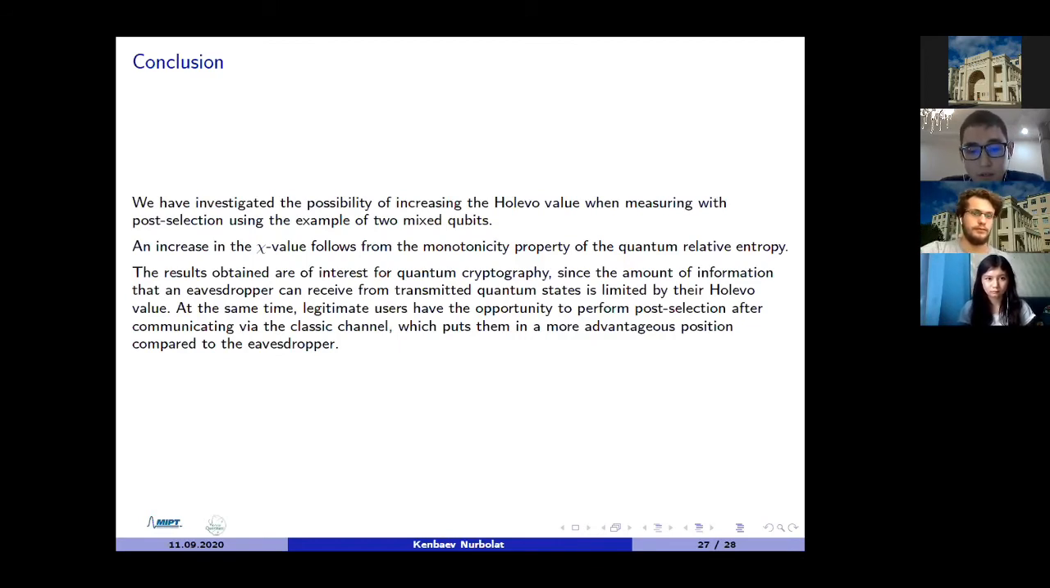And it is important to mention that this strategy works when initial states do not commute, which corresponds to the fact that the state phi0 is orthogonal to the state phi1. Obtained results are very important for quantum cryptography, since the amount of information that an eavesdropper can receive from transmitted quantum states is limited by their Holevo value. At the same time, legitimate users have the opportunity to perform post-selection, which puts them in a more advantageous position compared to the eavesdropper.